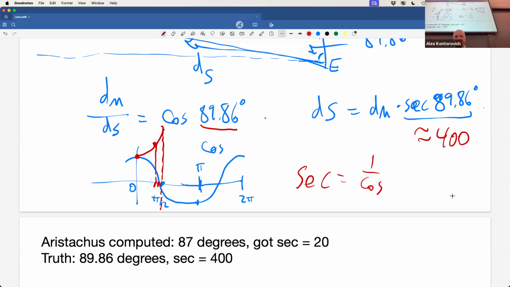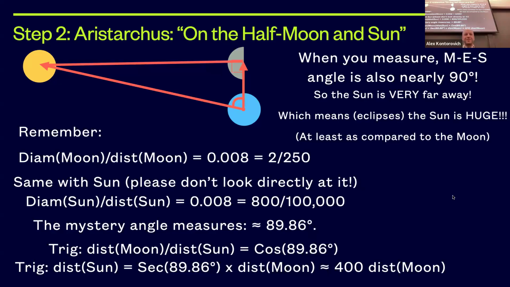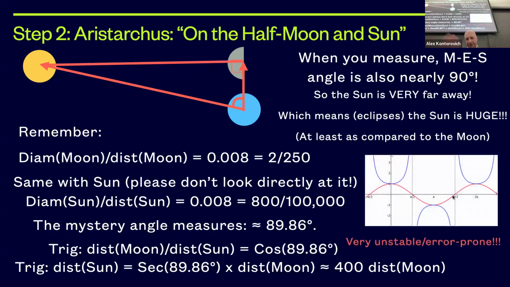Does that make sense? Okay. So yeah, again, this calculation, as you see, a tiny variation in your measurement of the angle leads to a huge variation in that relative proportion, because the secant function is blowing up near 90. Okay, does that make sense?